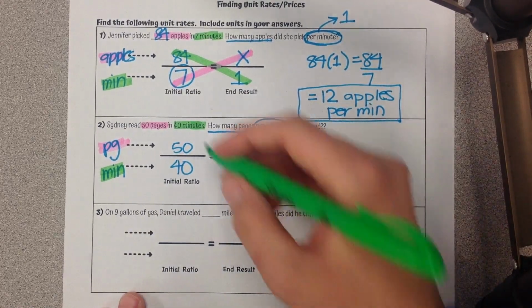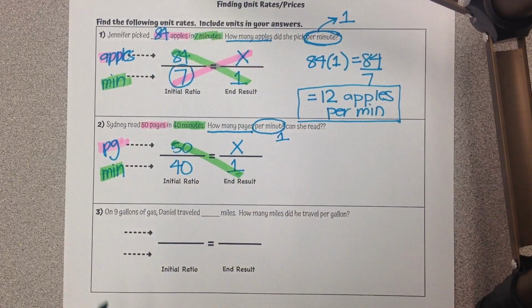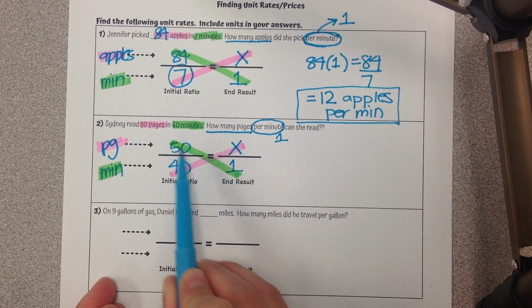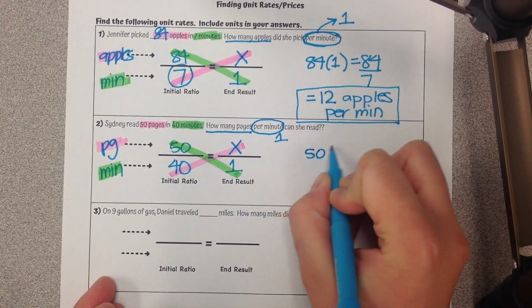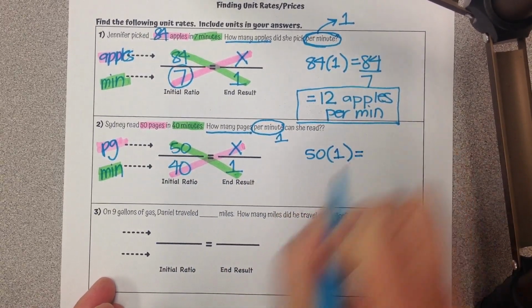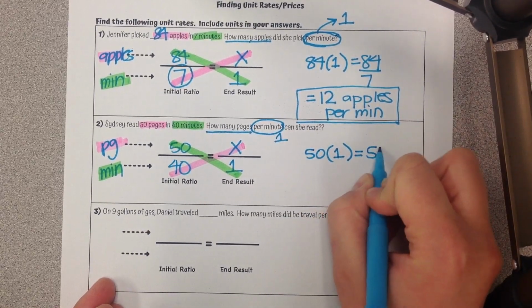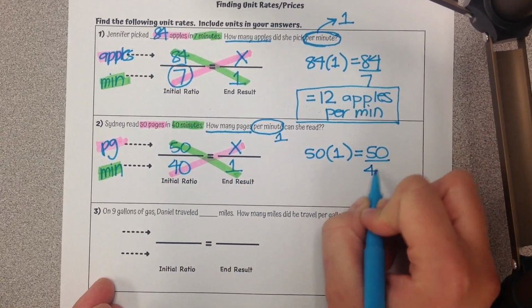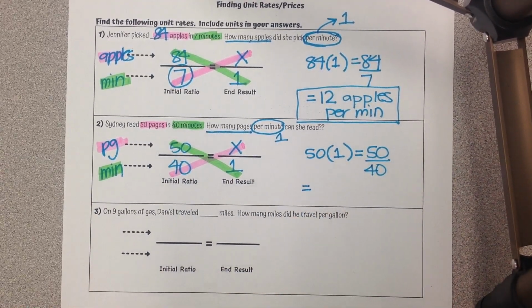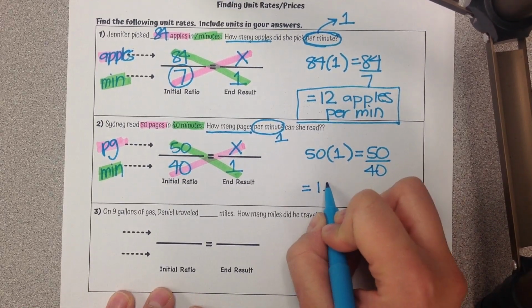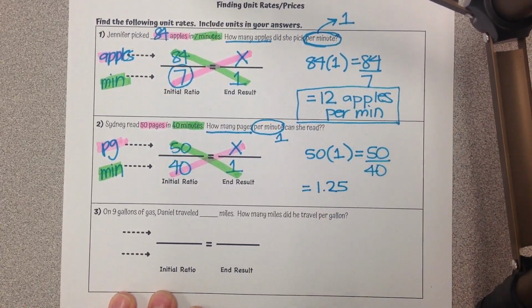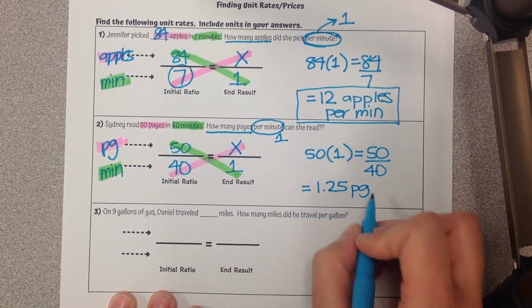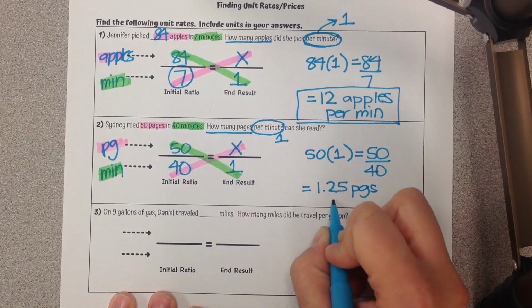Again, same setup as our proportion word problems. I'm going to highlight my diagonals. I'm going to multiply the numbers that are across from each other. 50 times 1, and that equals 50. And then I'm going to divide by my number across from my variable, which is 40. 50 divided by 40 equals 1.25. And I was looking for the number of pages, so she can read 1.25 pages per minute.